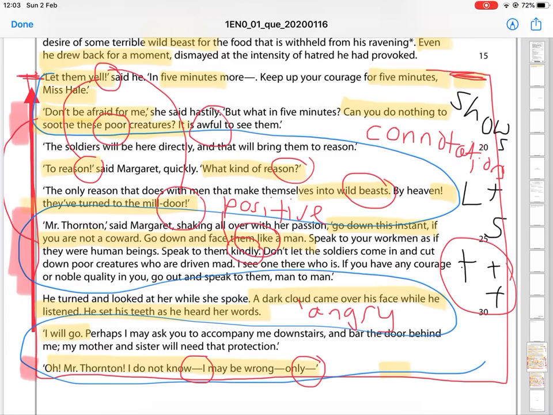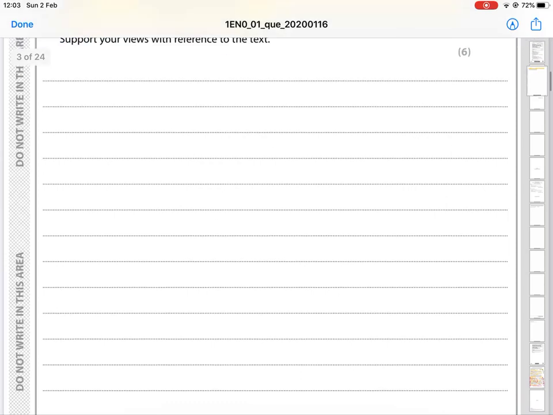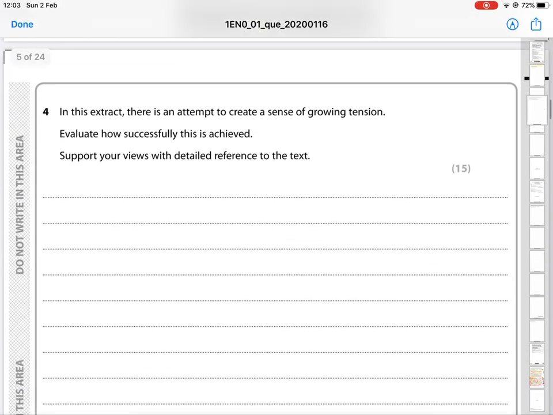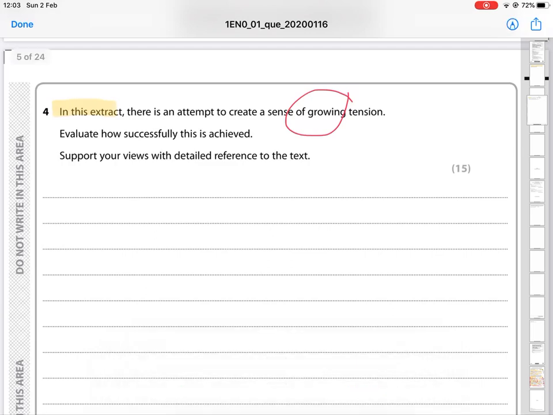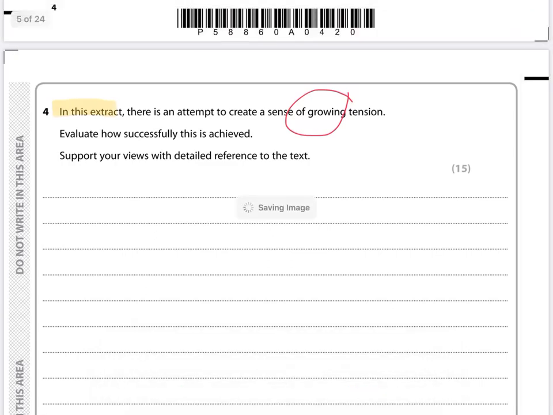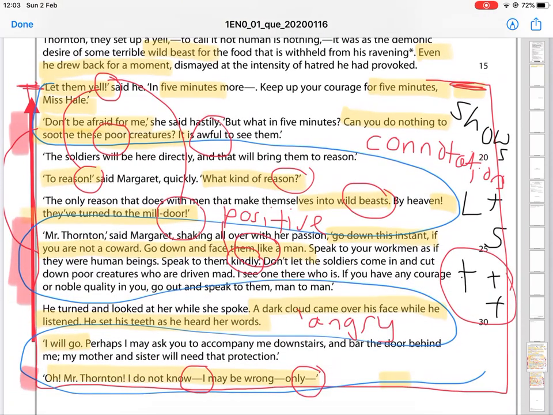Let's have a look at the question. So here they've said 16 to 33, but here it just says in this extract there's an attempt to create a growing sense of tension. A growing sense, which is interesting. How does it develop? So I use the entire text. Now, what do I say about this bit? Well, I only really need to say one thing for tension here. And if you're looking for the higher marks, this is the kind of line of thinking you've got to be going down.